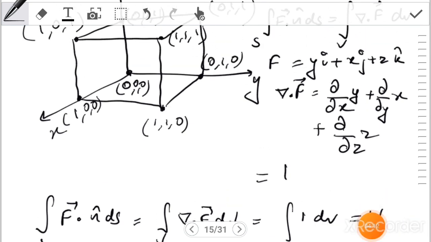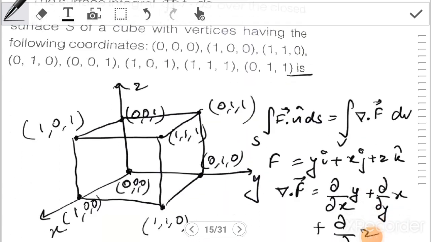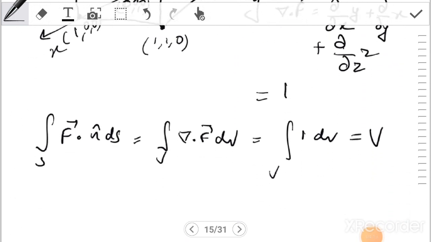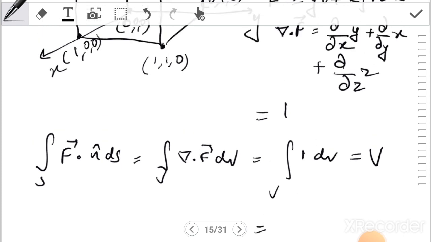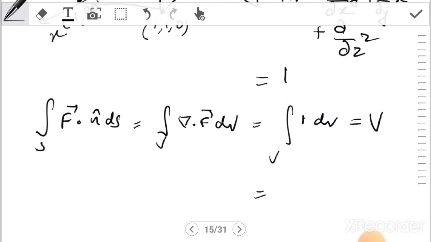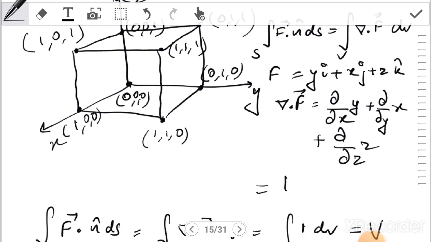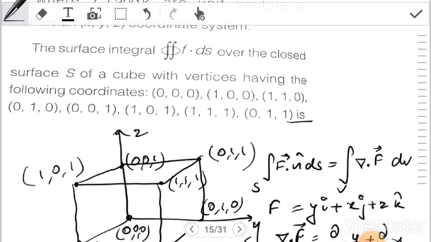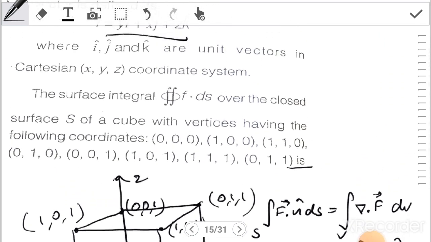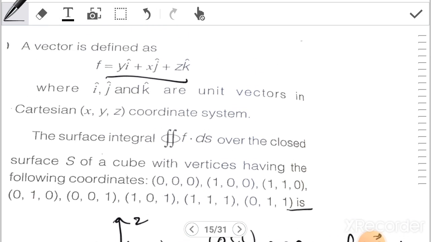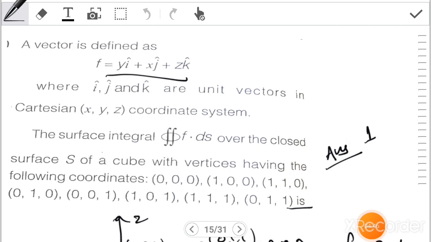Since the cube is a unit cube, volume is L cube, length into breadth into height, so L cube is equal to 1. So the answer is 1. Okay. Let us go to the next problem.